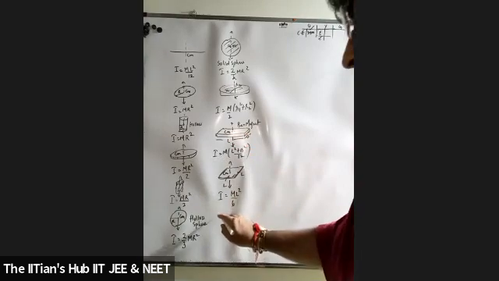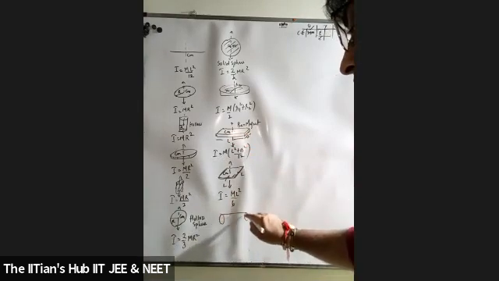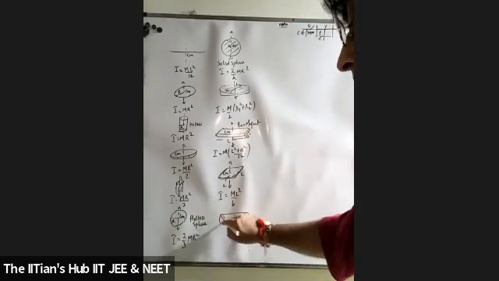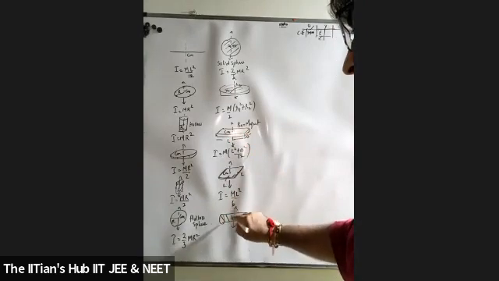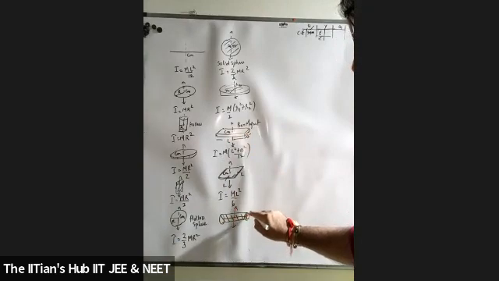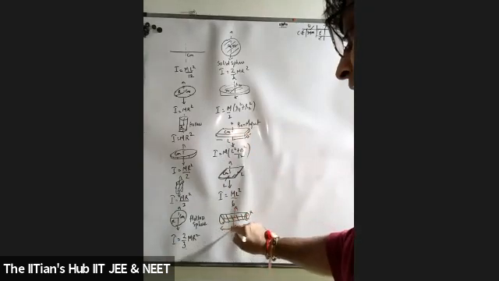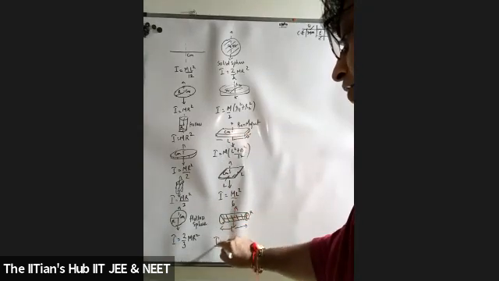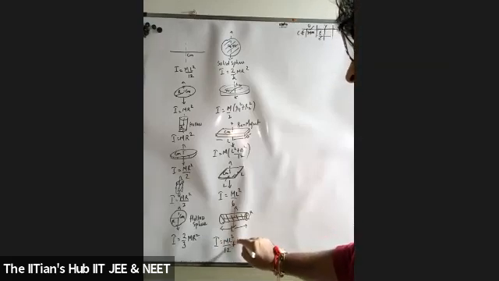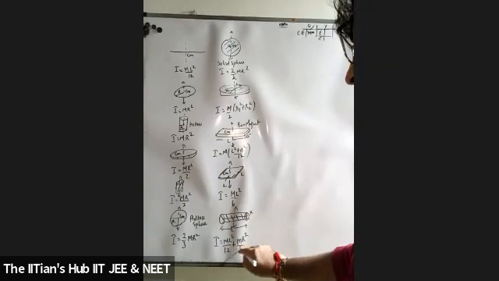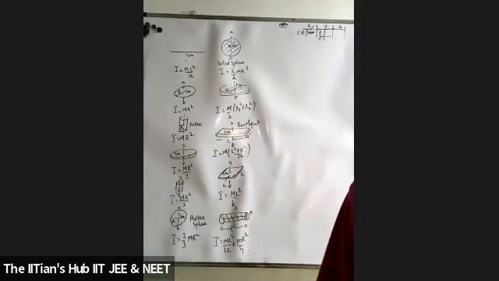If I go for a solid cylinder, with an axis passing along the length, students, with radius r and length l, then the moment of inertia is equal to ml²/12 + mr²/4. This is the moment of inertia we consider.